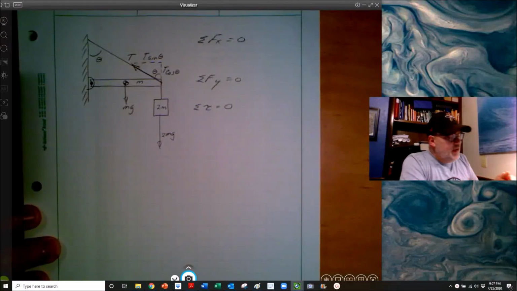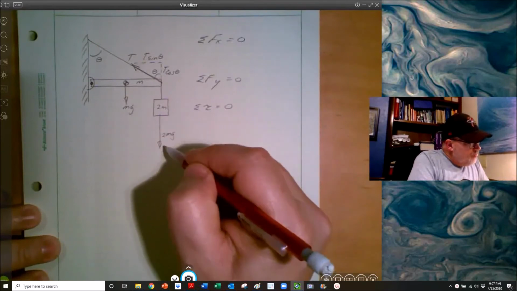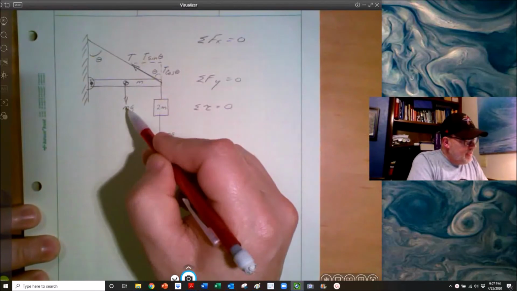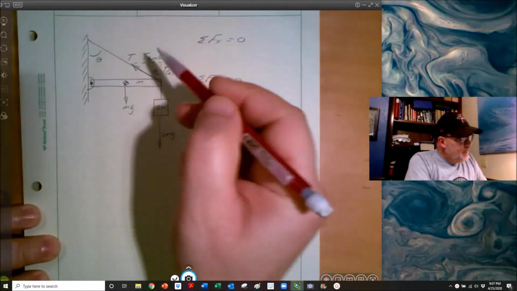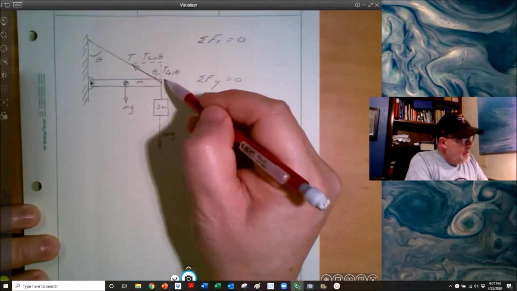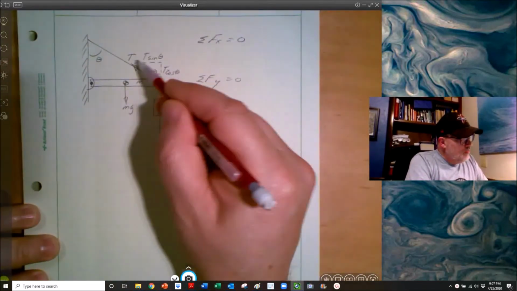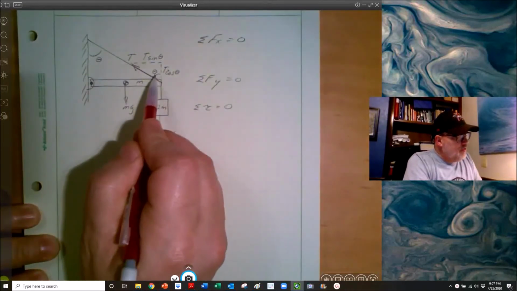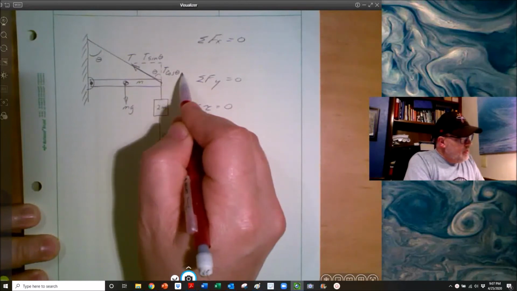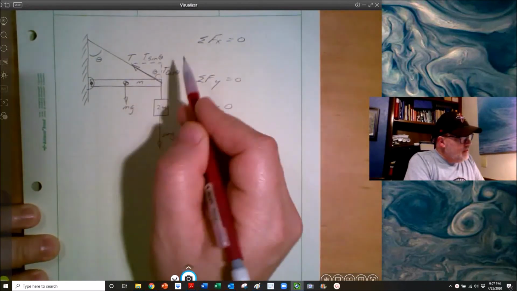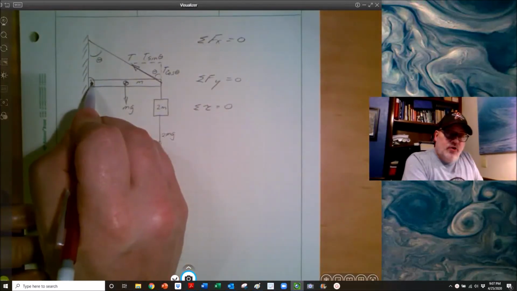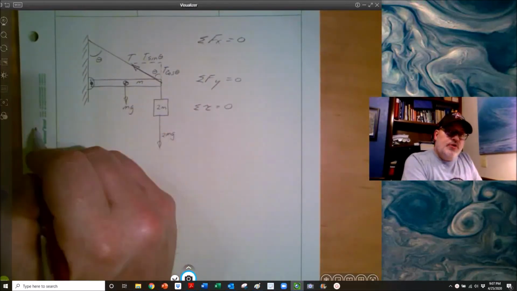So here's my free body diagram. I've got a 2mg down for this mass. The beam has a mass of m, so I got an mg down through the center of mass here. I have a tension force up along this cable, and I have a vertical component and a horizontal component. These two are alternate interior angles, so that's theta there. So this is T cosine theta, and this is T sine theta based on this angle. I don't know what's going on over at the hinge, or do I?